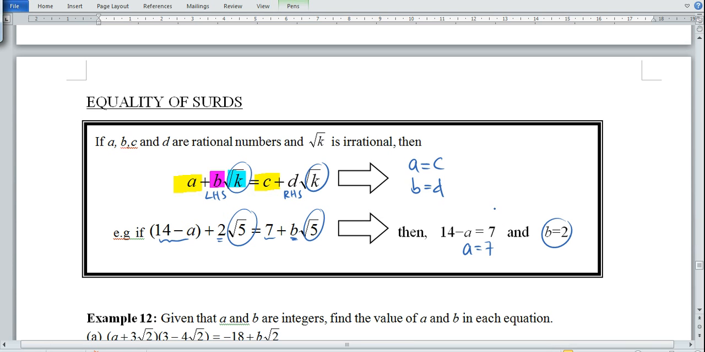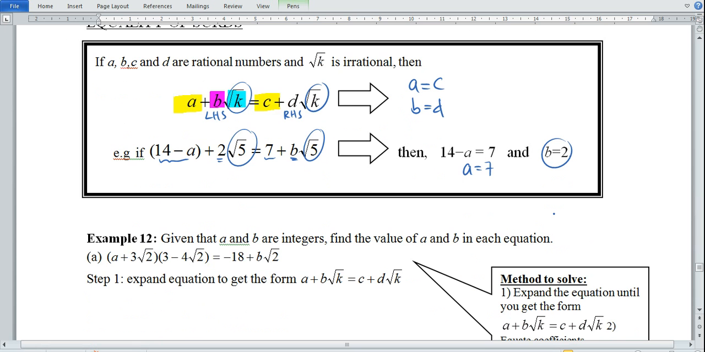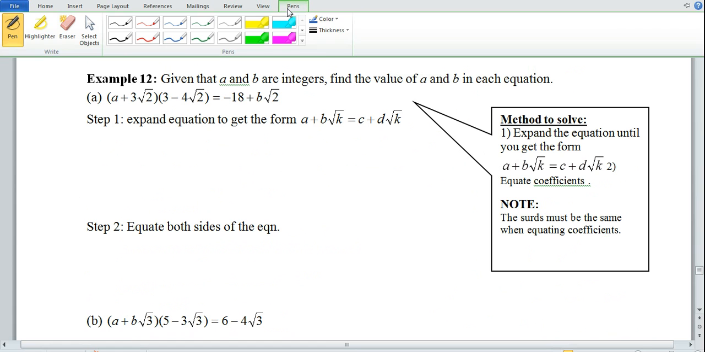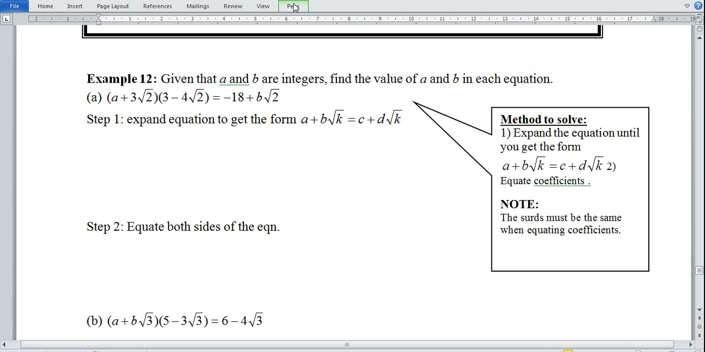Now, based on this understanding of comparing, I'm going to apply this skill to the next kind of question that we're going to see. If you look at example 12, let's read the question together. It says that given that a and b are integers, find the value of a and b in this equation. Notice that it is only one equation, and yet we are expected to find two unknowns.